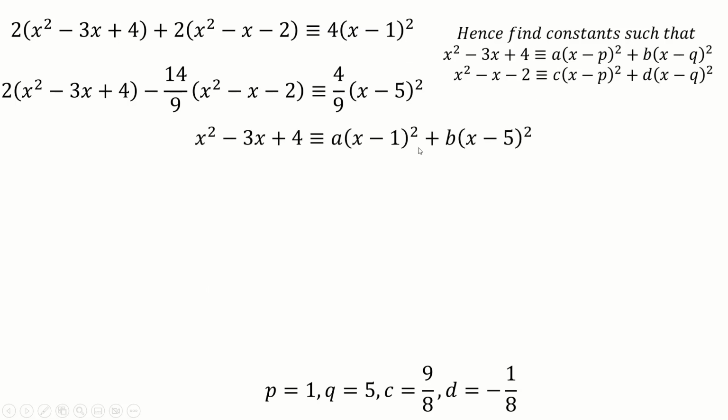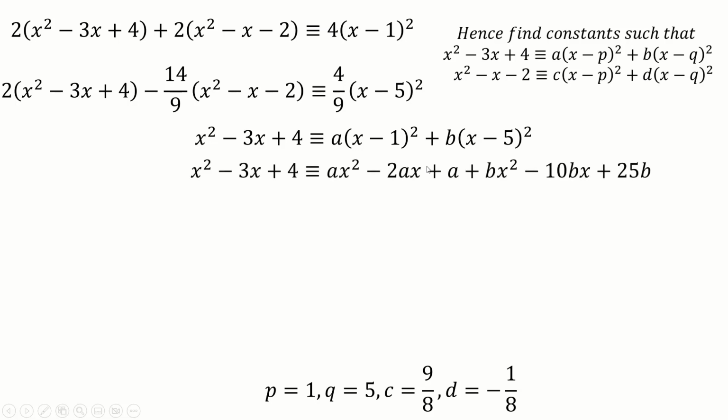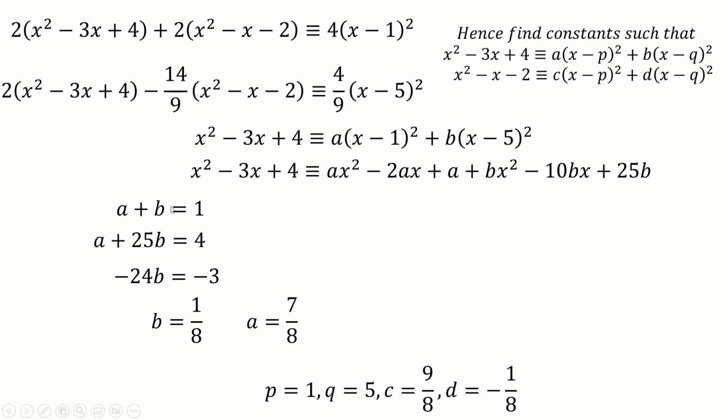substituting in p and q as what I know them to be, expand these guys out, and then just compare some coefficients. So a plus b is clearly equal to 1, comparing the x squareds, and I just need to compare one more thing. 4 is equal to a plus 25b, and of course I've got a new simultaneous equation. Do this one, take away this one, we get this, divide, we get b as an eighth, and then put that back into there and you get a as 7 over 8, and we get the answer.